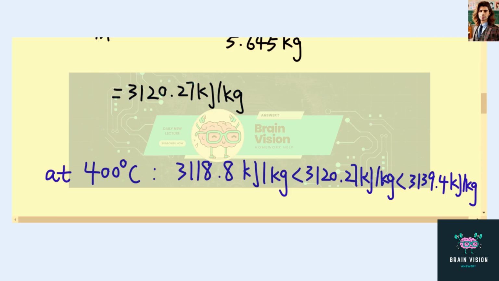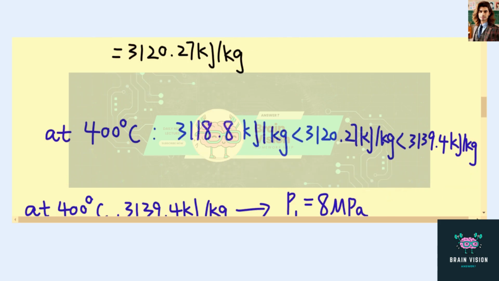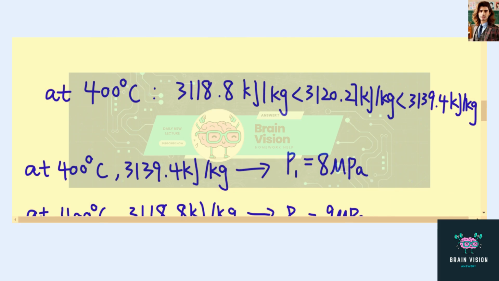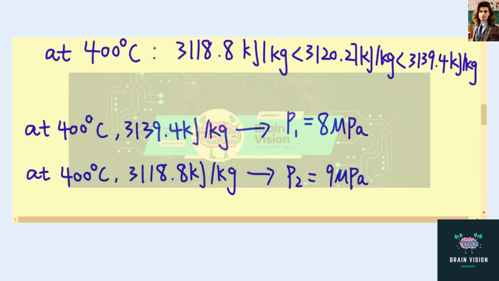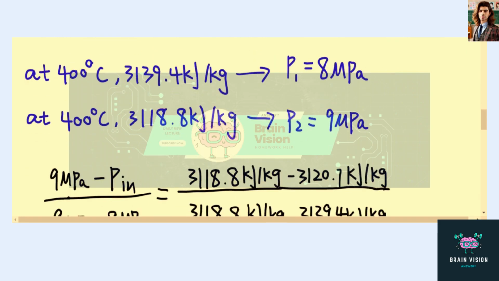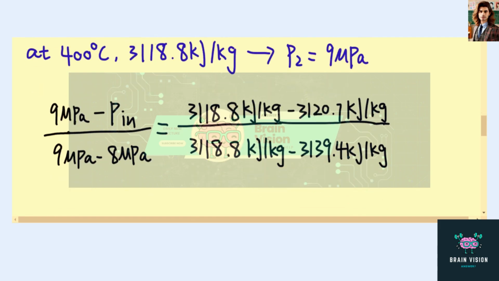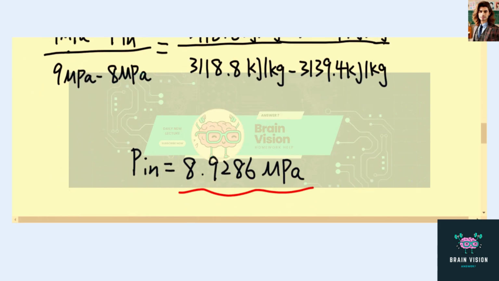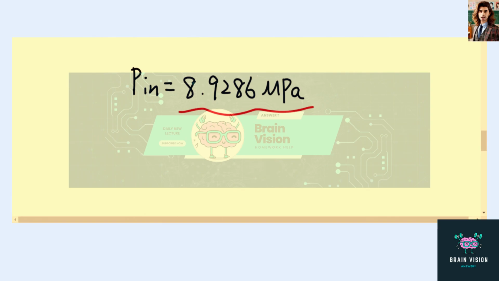3118.8 kilojoules per kilogram and 3139.4 kilojoules per kilogram. And if you take a look at 400 degrees Celsius and 3139.4 kilojoules per kilogram for the enthalpy, you'll find that the corresponding pressure is 8 megapascal. And then at 400 degrees Celsius, 3118.8 kilojoules per kilogram as the enthalpy, you'll find that the corresponding pressure is 9 megapascal. So therefore, we can use interpolation to determine the pressure of the steam in the supply line, which is such an equation here. So eventually, we'll have the pressure of steam in the supply line is approximately equal to 8.9286 megapascal. And these are the answers for this question.